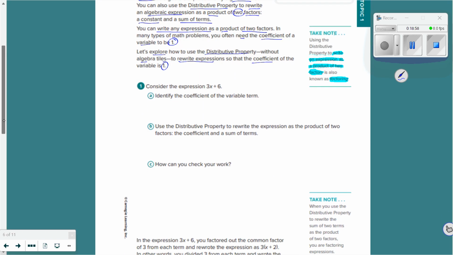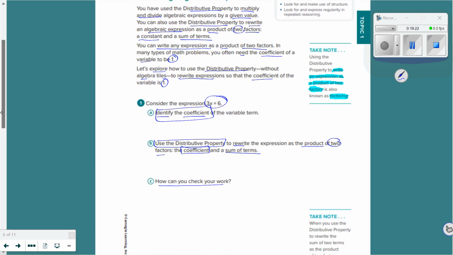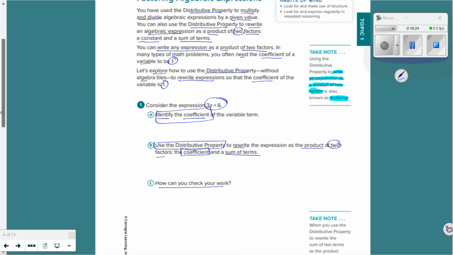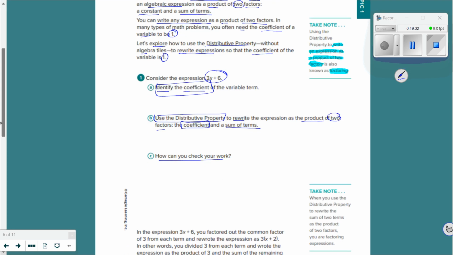So we're going to start with 3x plus 6. I need you to identify the coefficient of the variable term. Then use the distributive property to rewrite the expression as the product of two factors, the coefficient, there's the key, and the sum of the terms. And then how can you check your work? See if you can actually check it. So go ahead and work through those steps. You've got 3 steps to do. We'll give you about 4 minutes. I didn't want to give you a lot of time on this. I want you to practice, and the next couple pages are going to help us practice on this.